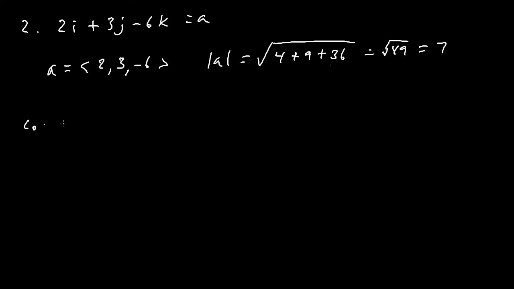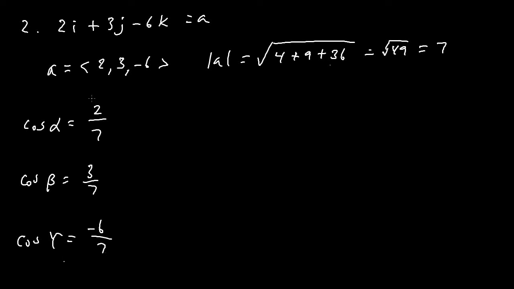Now cosine of alpha is going to equal the x component, which is 2, over the magnitude of A, which is 7. Cosine of beta is going to equal the y component, 3 over 7. And cosine of gamma is going to equal the z component, negative 6 over 7. So those are going to be the direction cosines.